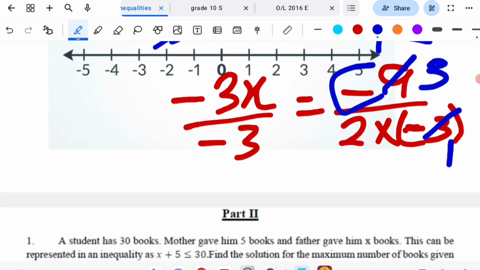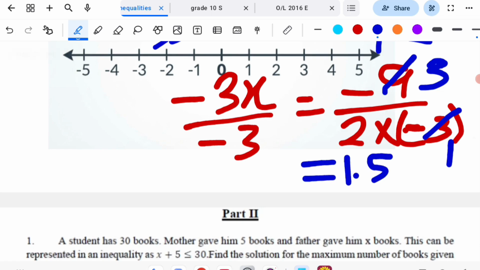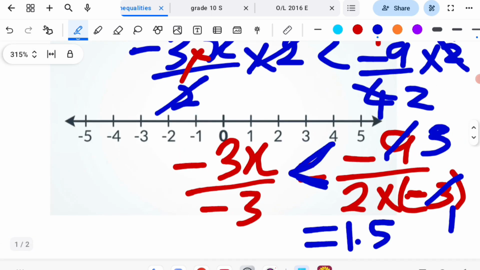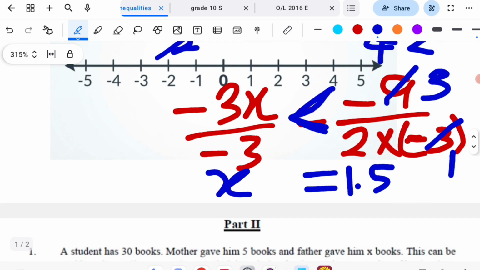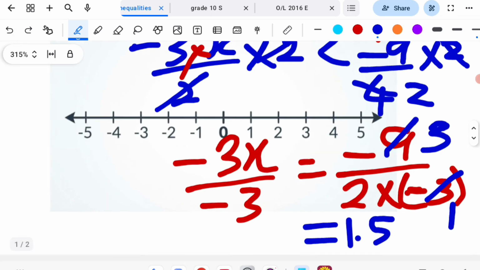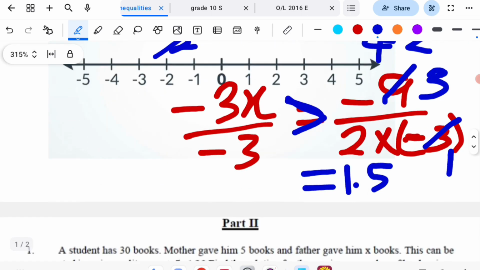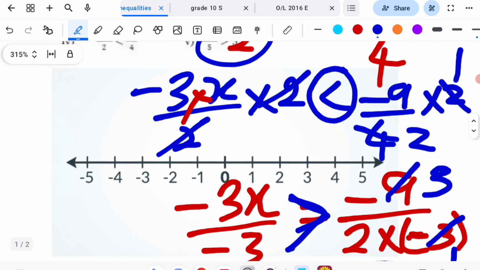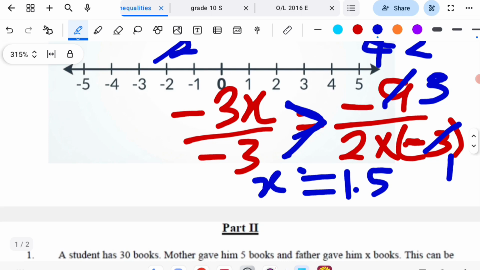Minus divided by minus is plus. Then the final answer is plus 3 divided by 2, which means 1.5. The inequality sign is less than. Then x less than, it is the given inequality sign. But when dividing by a negative term, we have to reverse the inequality sign. Therefore, for minus 3x divided by minus 3, we have to use the greater than sign, not the given sign. We have to reverse it. x greater than 1.5.